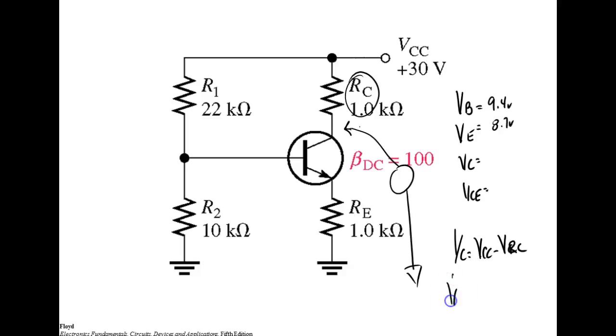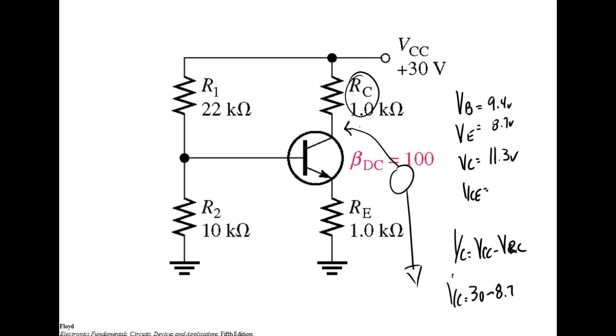So VC would be equal to what? It's going to be equal to 30 volts minus, what's our current? 8.7 milliamps. So how much is this going to drop up here? 1 volt per milliamp. It's going to drop 8.7 volts, right? So what would VC be equal to? Okay, 11.3 volts. Understand? Yes or no?